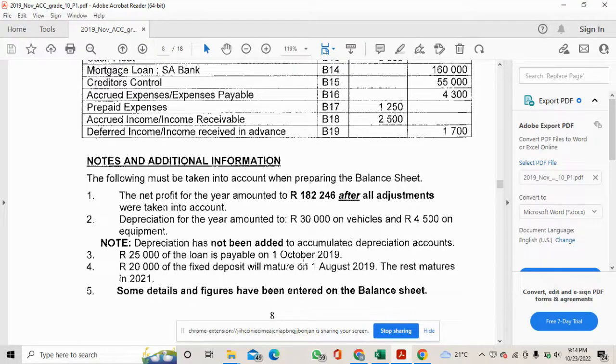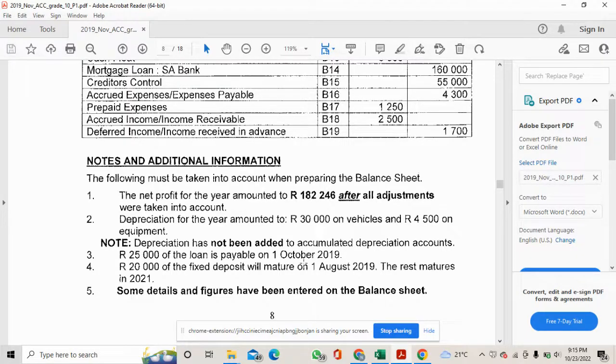So we have information 3, which says 25,000 of the loan is payable on the 1st of October. Okay, we'll come and do this one as well. And then number 4, it says 20,000 of the fixed deposit will mature on the 1st of August 2019. So we'll also come and do this one as well. And then it says the rest matures in 2021.